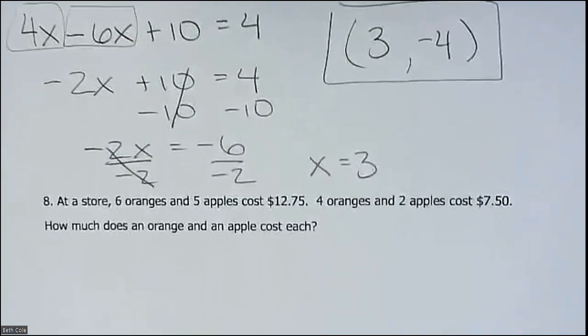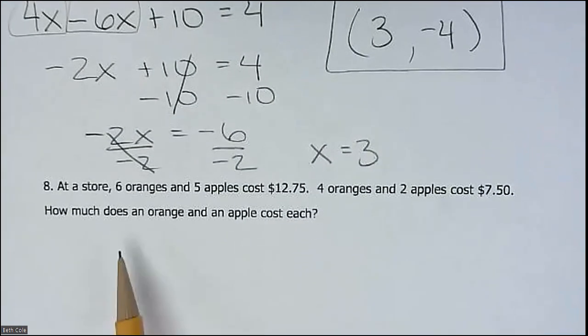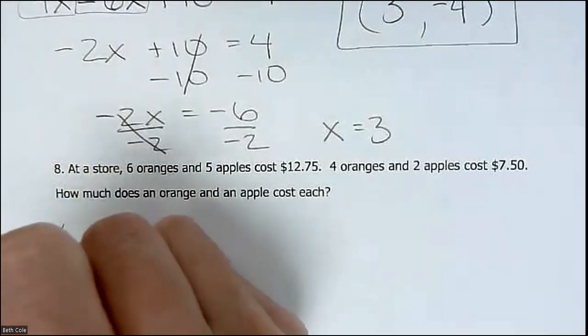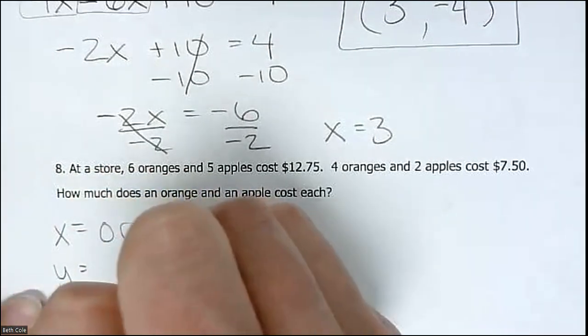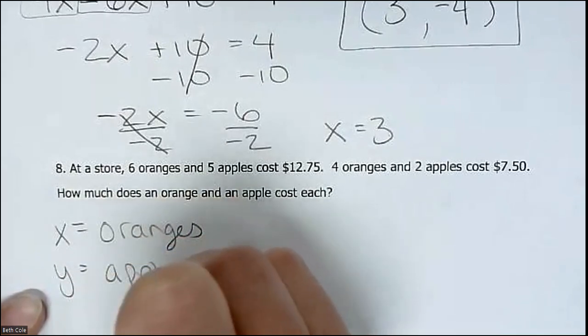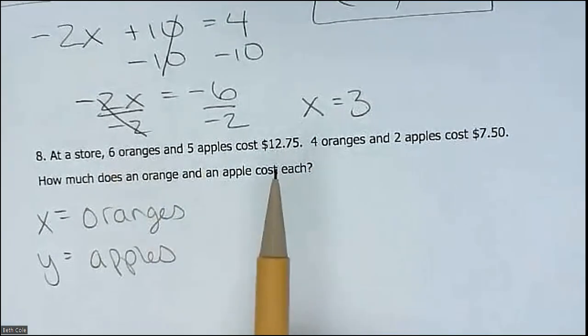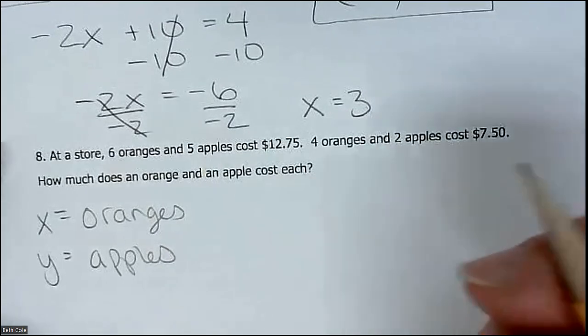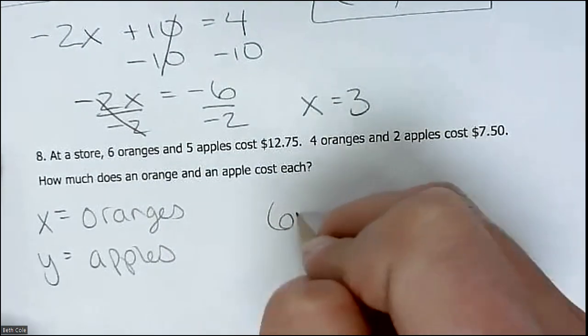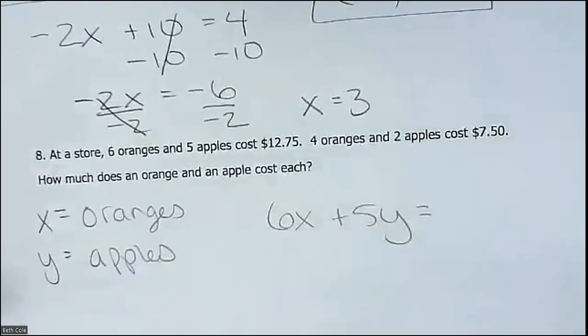Now this last one, all you have to do is set it up and then you can type it in the calculator. We have oranges and we have apples. So we're going to let x equal oranges, y is going to equal apples. So what is my first equation going to be? Just pull these numbers out of the problem. 6x plus 5y equals.